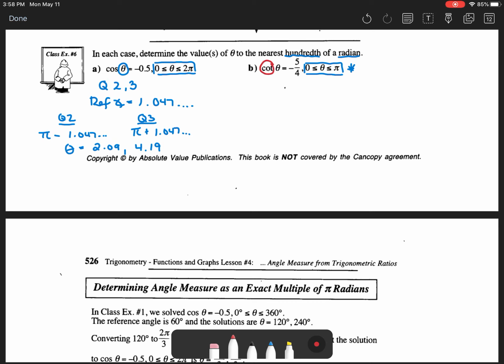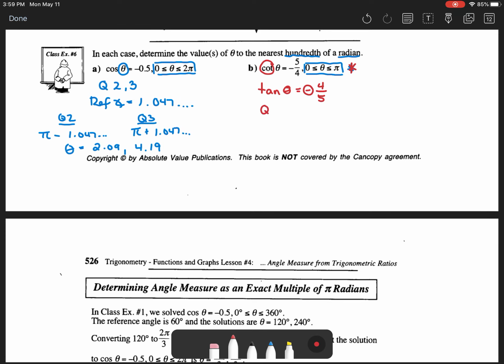In B, like I said, a couple of issues: cotangent, so that's a reciprocal ratio, and this restricted domain. So first thing is, I'm going to change this to tangent, or rewrite it in terms of tangent. So tangent will equal, again, I keep the negative sign, but it's going to be 1 over 5 over 4, which gives you 4 over 5.